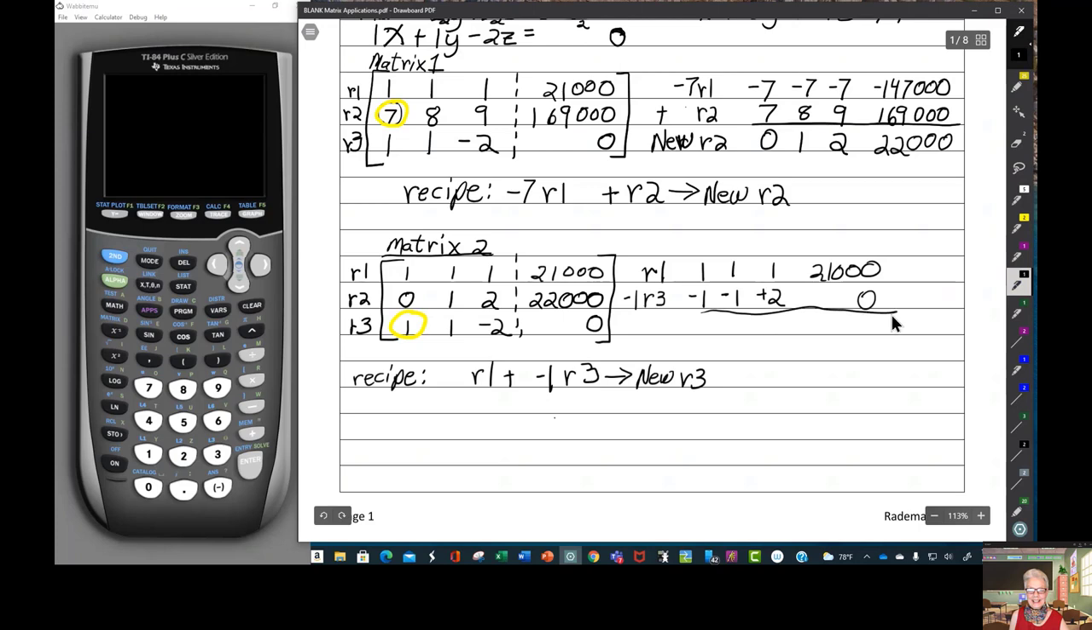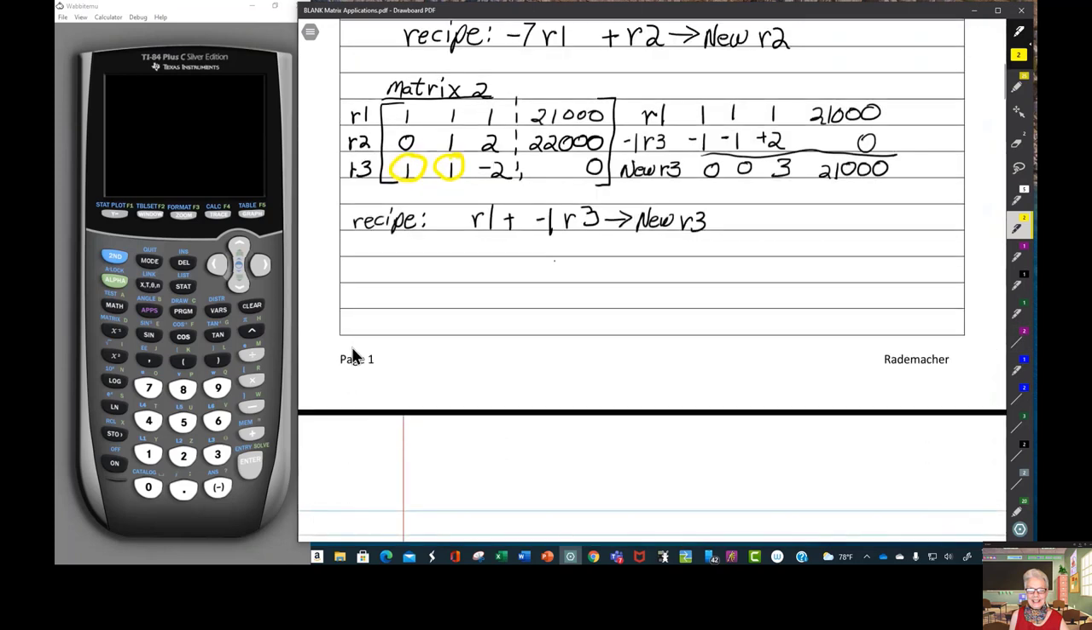So look at this, we're going to get to skip a step. The new row 3 is going to be 0, 0, 3, 21,000. Now here's what I mean by skip a step. Usually all you get is 1, 0 for this position. And then I would have to make another matrix to get a 0 in this position. But I don't have to because we just got 2 zeros. So that's going to make our work a little bit faster.